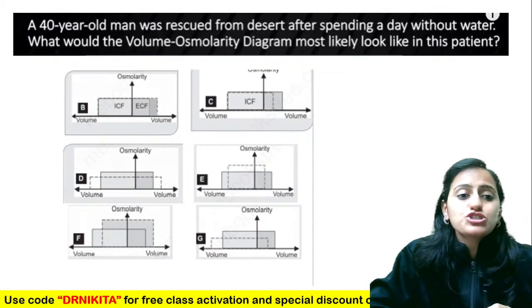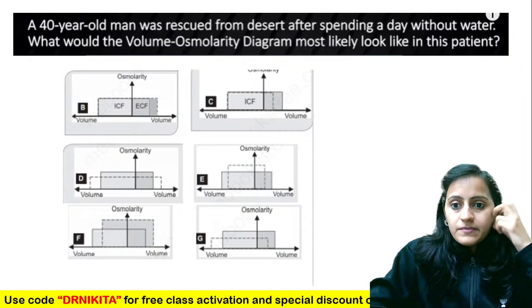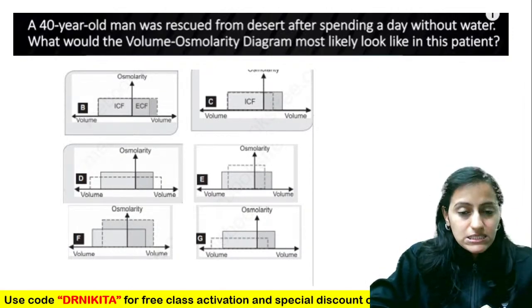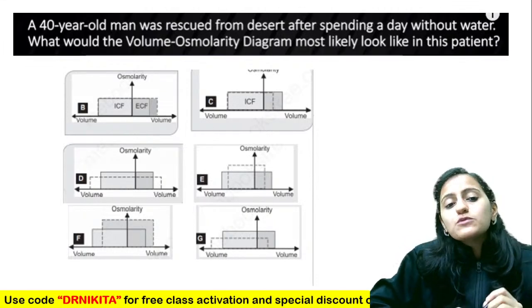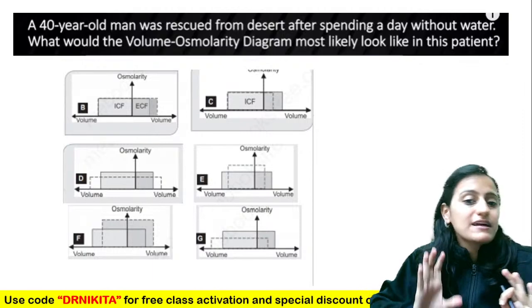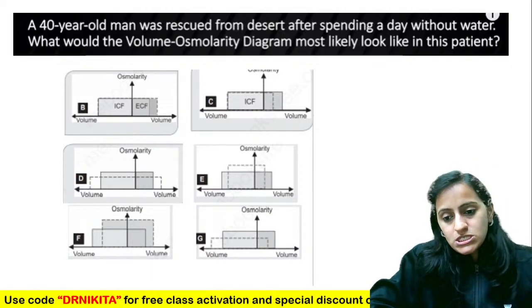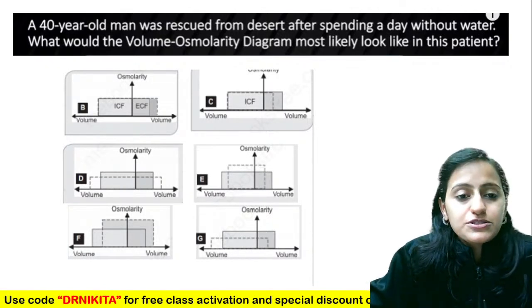Let's practice this question. Tell me, what do you think will be the answer to this one? A 40-year-old man was rescued from desert after spending a day without water. What would the volume osmolarity diagram, that's your Darrow Yannet diagram, most likely look like in this patient? What do you think would be the answer to this?